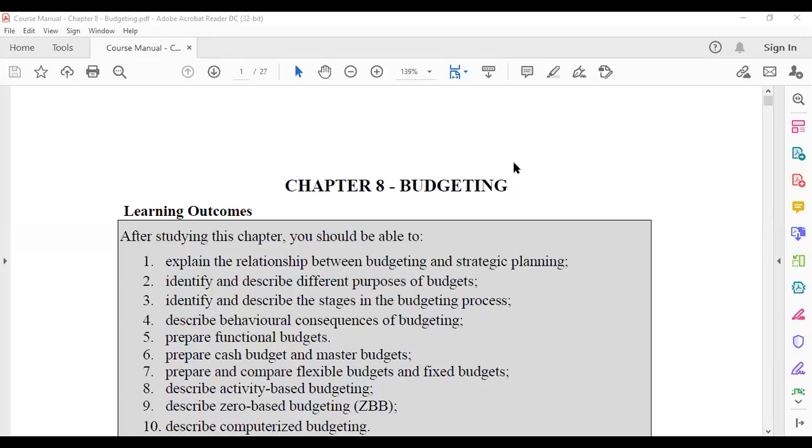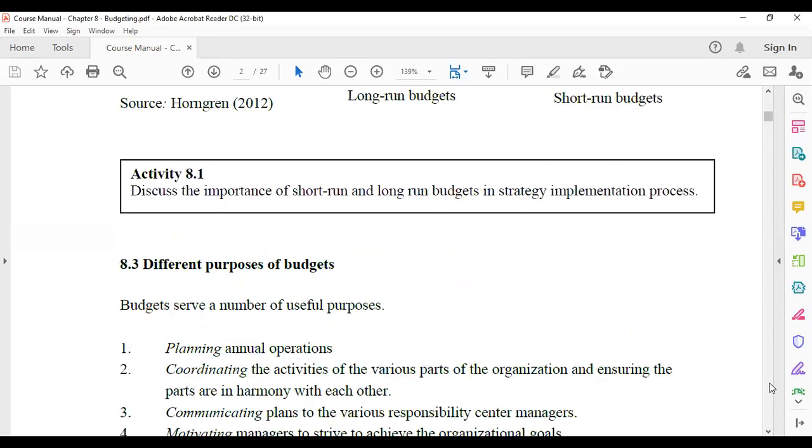The tutorial on chapter 8, that is budgeting. So in the last class, we managed to discuss the tutorial on pricing, and today we'll be looking at budgeting, right?